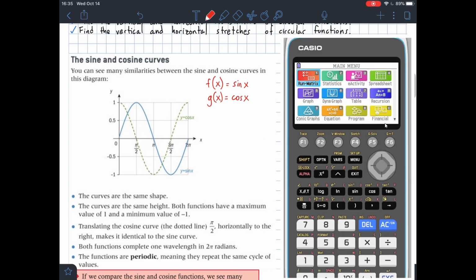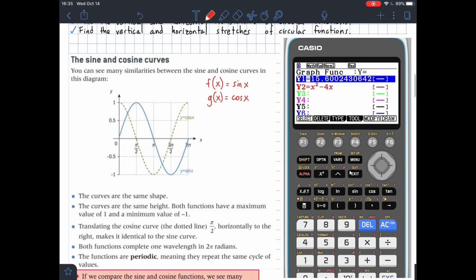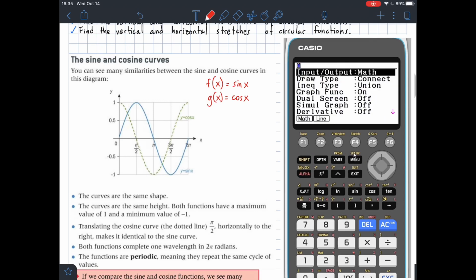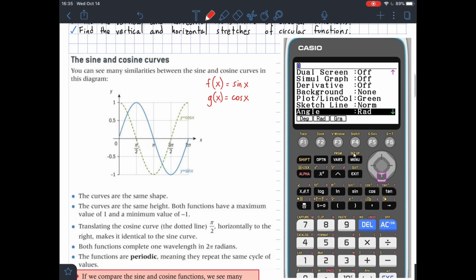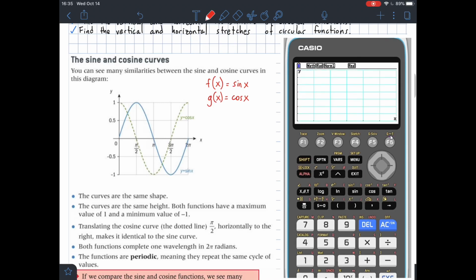We've got the calculator now. We go to menu, graph, and we're going to graph both functions. We erase this, and we write sine of x first, and then cosine of x. Before we actually graph, we need to check that our calculator is set to radians. If it says degrees, you should change to radians. So we draw this, and we still cannot see because our scale is wrong.